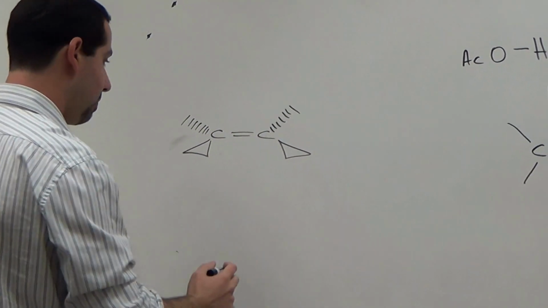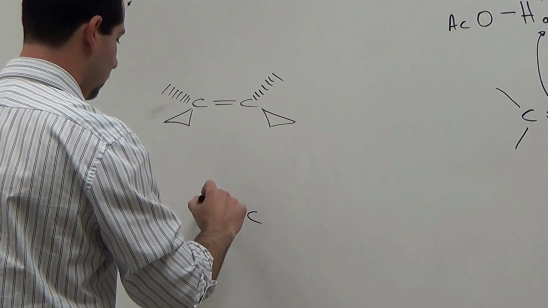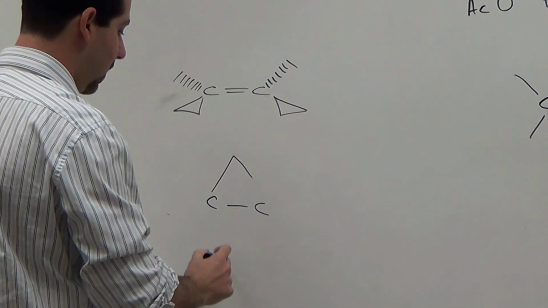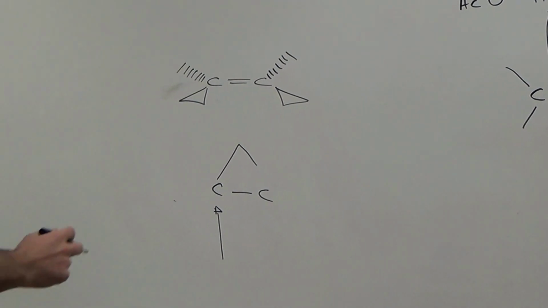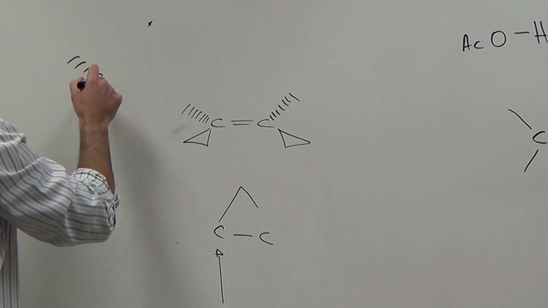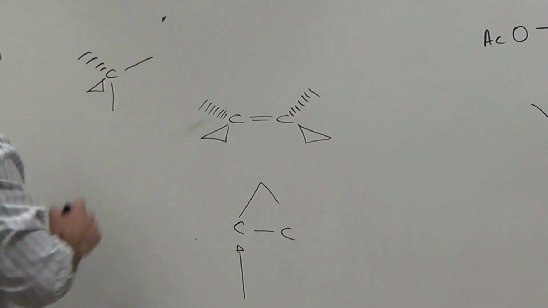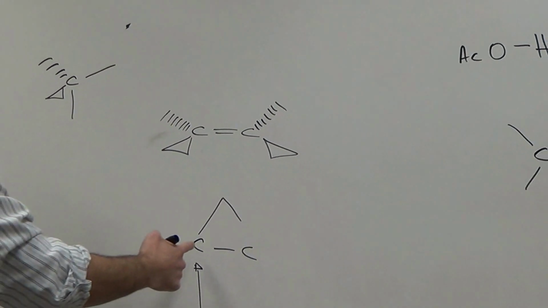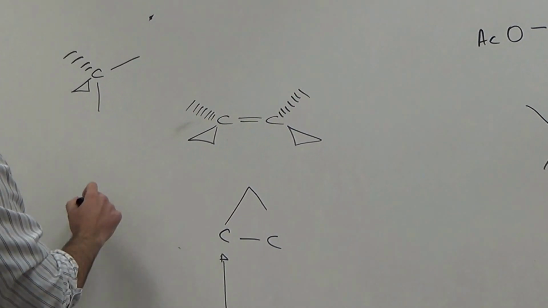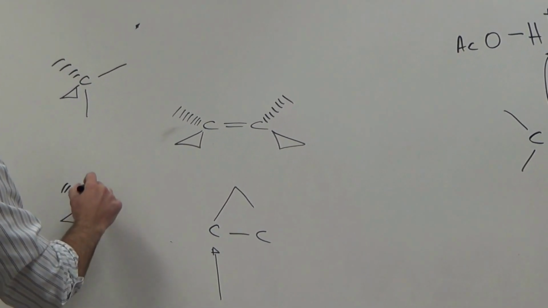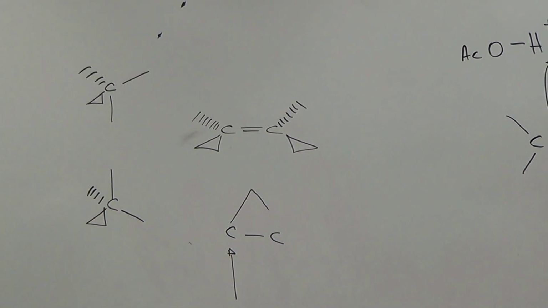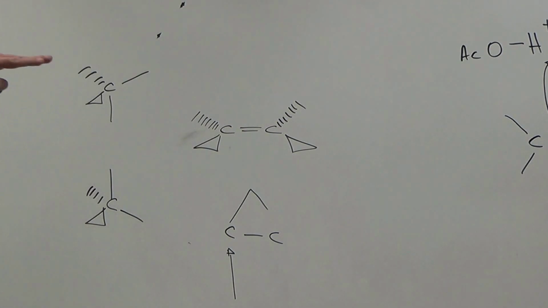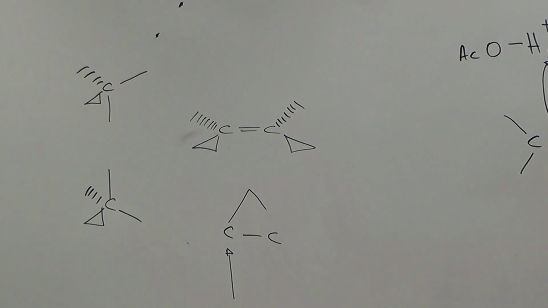If it does a bridge on the top, the attack will be from the other side. And that may produce an enantiomer that looks like that. But if it does the bridge on the bottom, that may produce an enantiomer that looks like this. Yes or no? And I showed you this when we were doing this, what was it? Hydrohalogenation, yeah.